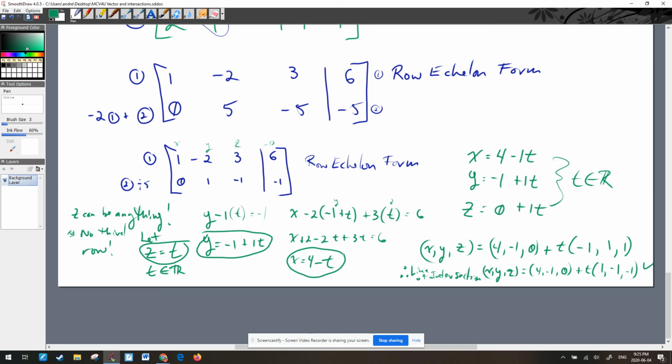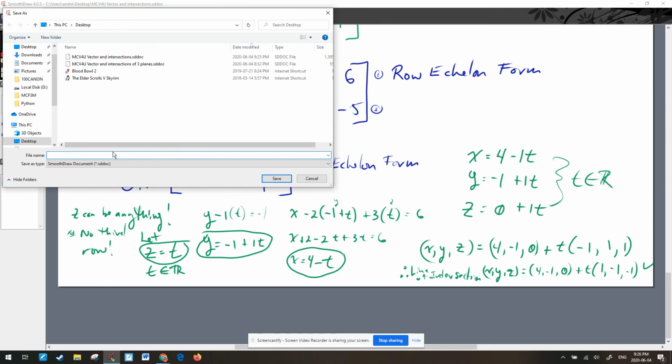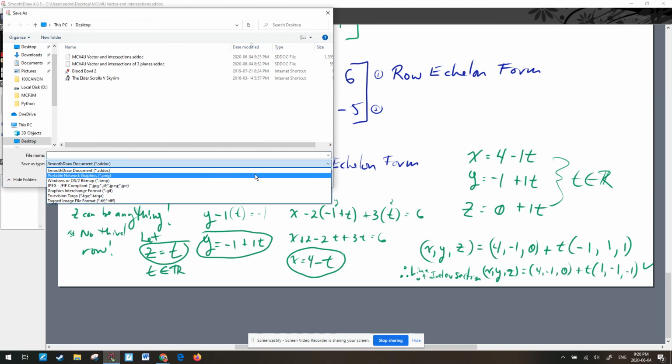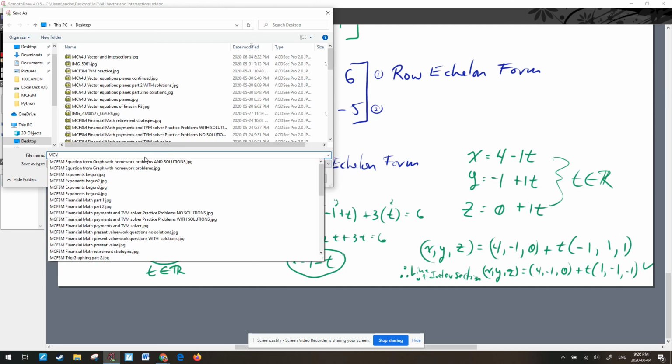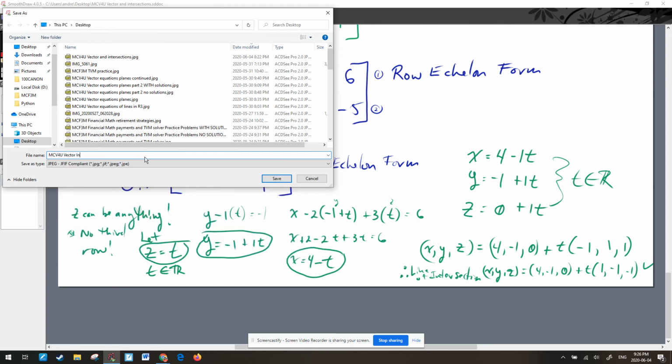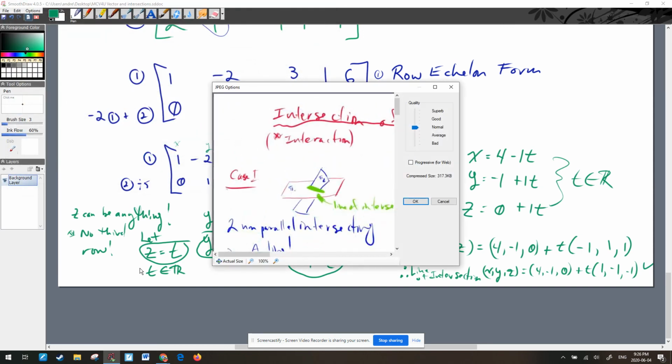Okay. So I'm going to save this lesson and then open up another one because I've got something. Did I hit save? Okay. So file, save as. I want to save it as a JPEG. I'll go down here and change the file type. JPEG. So we're going to have, this is MCV4U, and this is vector intersections of planes. There we go.